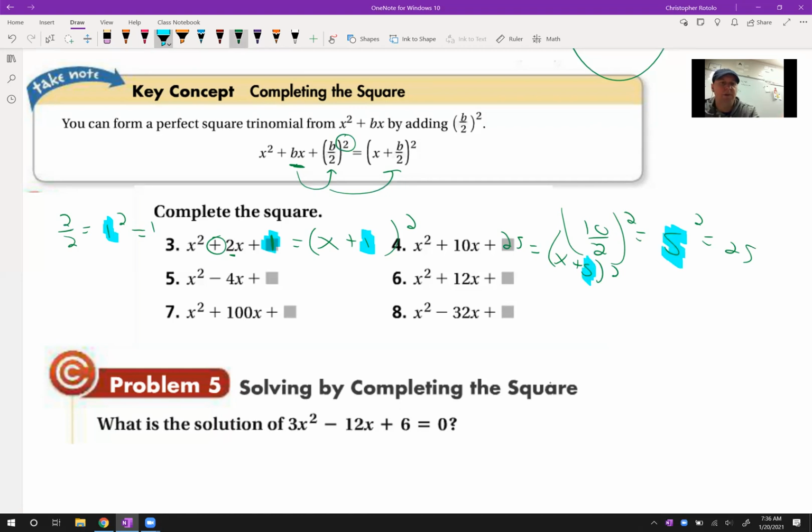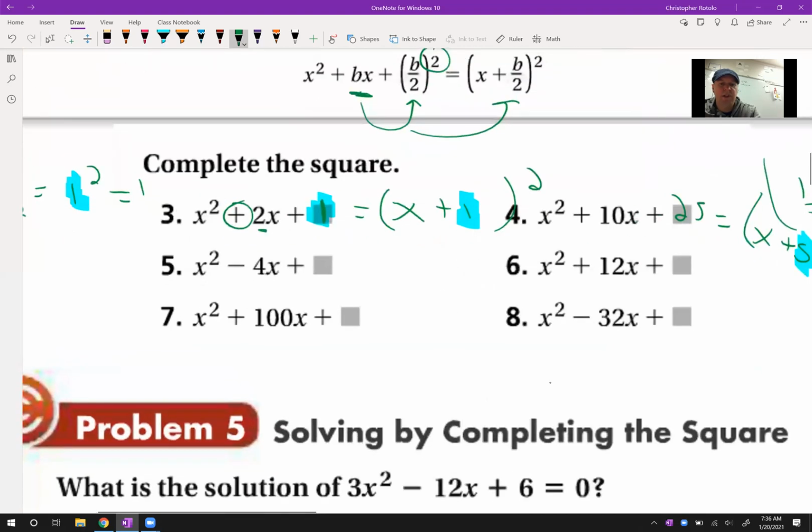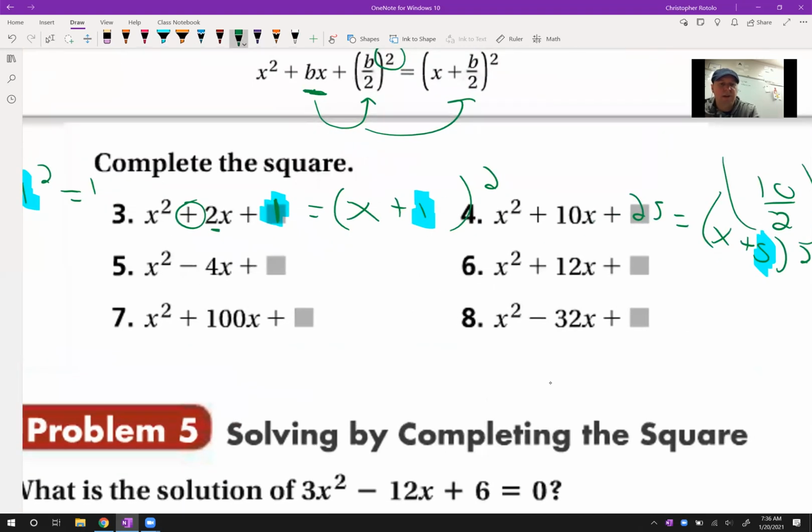Okay, so I'm going to do a few more here with you. Let me try and zoom in. Okay, so we're going to have here. So here, honestly, this is how you're going to do it. You're going to say negative 4. So half of that is negative 2. Negative 2 squared is 4. Okay, so we're going to work to the binomial first.